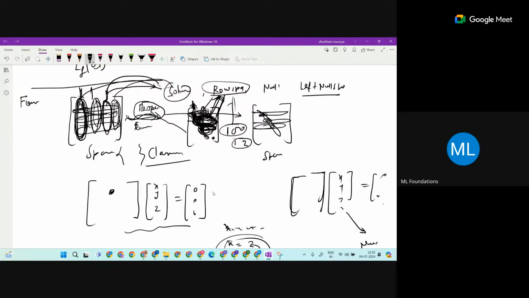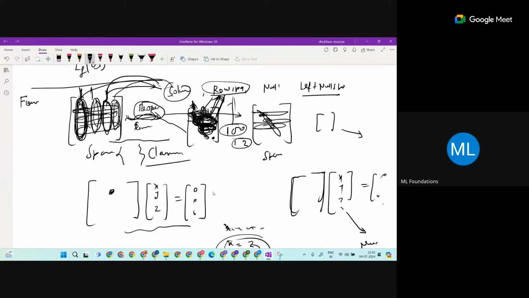Otherwise, better is just don't mix up. If you are asked for the column space of the transpose, just take the transpose of that matrix and then apply the process we just discussed to find the column space. That would be good. It will not mix and you will not get confused also. Go with whatever we just discussed. That's what I will do.